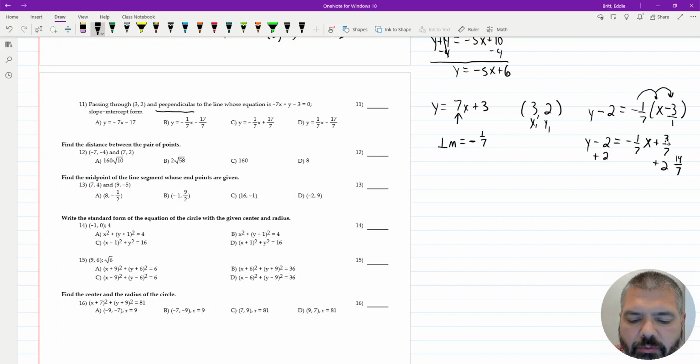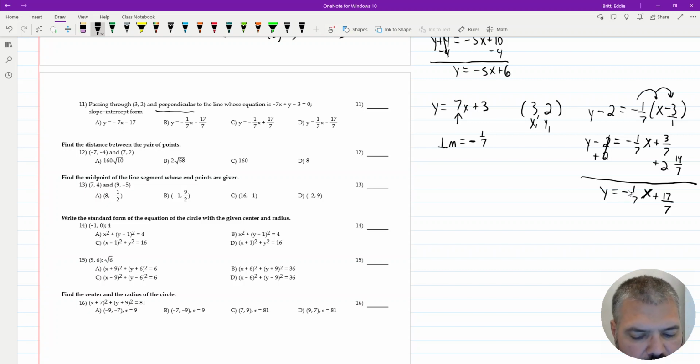So now we can put positive 3/7 and positive 14/7 together. So I'll have y equals negative 1/7 x, and then we just add the numerators. 3 plus 14, that's going to be a positive 17 over 7. All right, so that's my answer. y equals negative 1/7 x plus 17 over 7. All right, so that's going to be C.